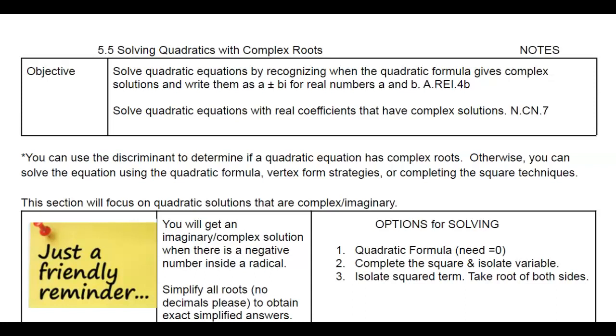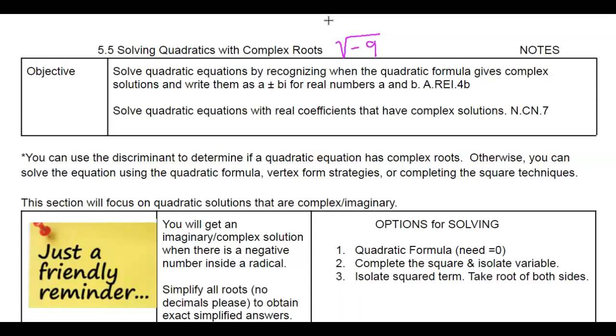Okay, so 5.5, we are going to continue solving quadratics, but all of these solutions should have imaginary roots. So we've seen that before, but remember that you get an imaginary root when you have a negative number under a square root, okay? So you can now use different strategies though, and we're going to mix them all up. So we have seen imaginary roots before, but not with all of the techniques, okay?